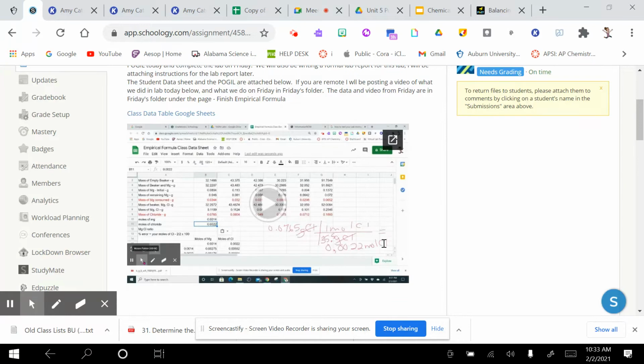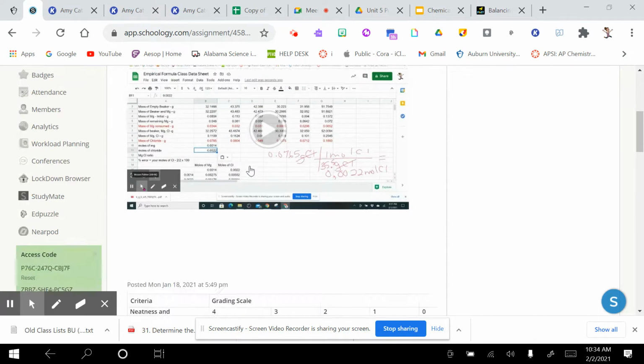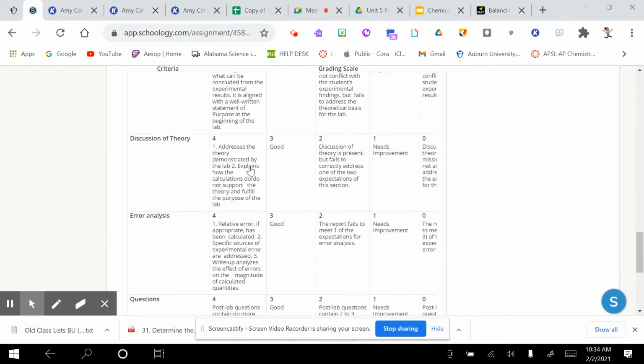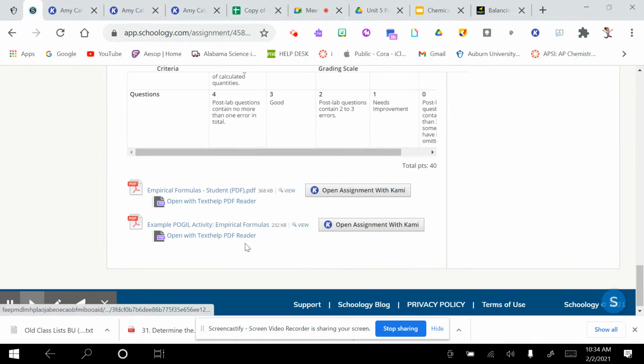So you have a Google Sheets, and I have a video of how you're going to use that Google Sheets. You're going to give me a graph, and this video explains how to make the graph in Google Sheets. It's really pretty easy. And then down here, you have your student data sheet and your POGL.